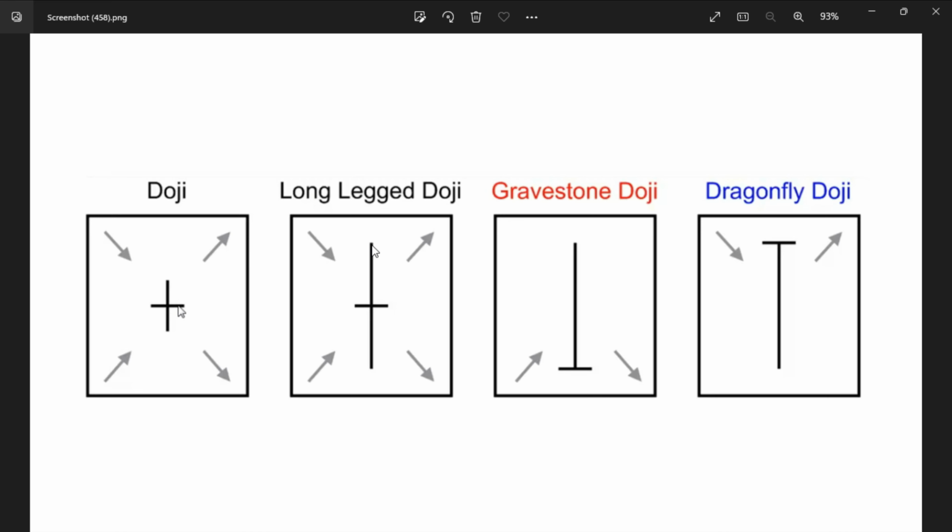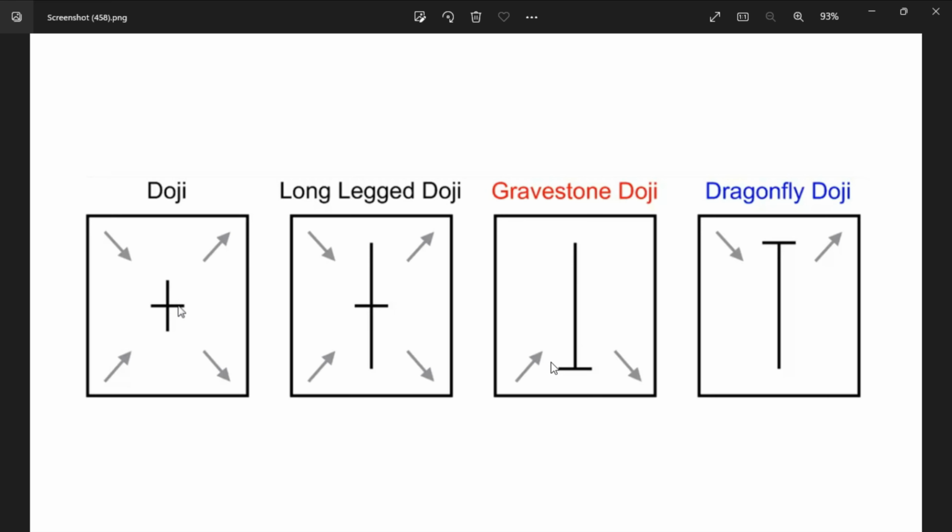Now this is the long-legged doji candle, which has a long wick on both sides. So the market goes up, comes back again, goes down, comes back again, and closes either at the same place it opens or at a similar spot, maybe a few prices away from where it opens. So this can lead to bullish, or this can lead to what? To bearish.